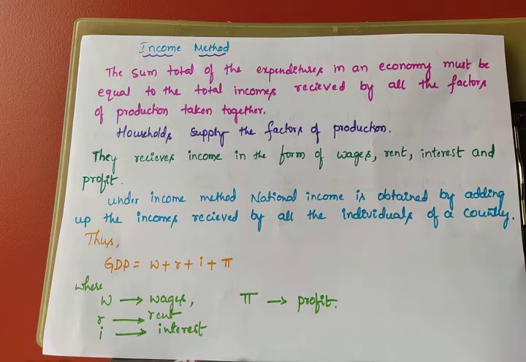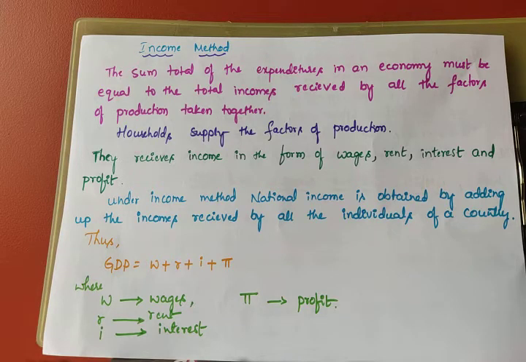Under this method we obtain the national income by adding up the incomes received by all the individuals of a country. When people are working and providing their services, for example land, labor, capital and organization, what they receive is income. It is the income received by all the factors of production during a year in the country.